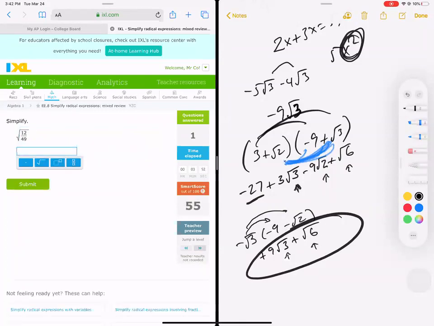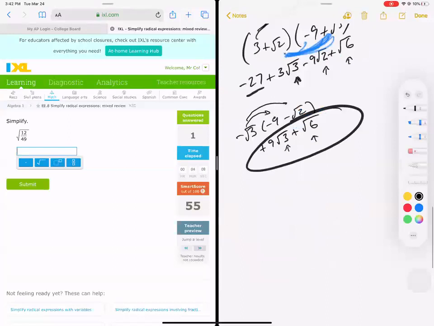This is where we take the square root. Let me go ahead and plug this in. Square root of 12 over 49. Can I take a square root of 12? Can I take a square root of 49? I know what the square root of 49 is. 7. Let's break out 12.